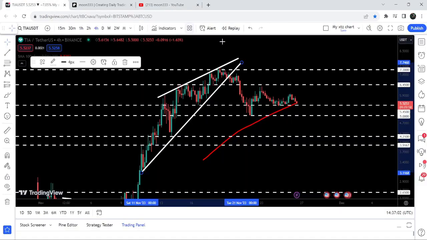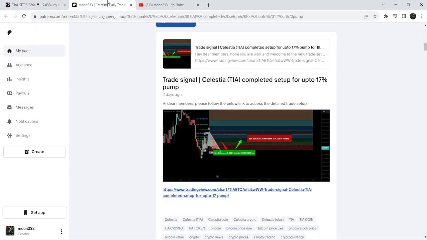In today's video, I would like to show you once again this breakdown from this rising wedge pattern, and after that the price line is testing the support of $5.45 and the support of 100 simple moving average on the 4-hour time frame chart. And I would also like to share with you my most recent trade signal for TIA that I shared almost 2 days ago with my members. And so far this move has produced almost 11% pump.